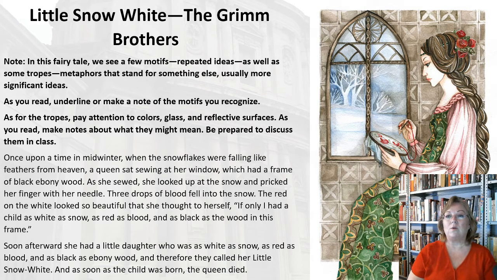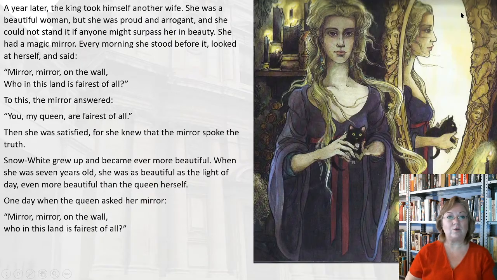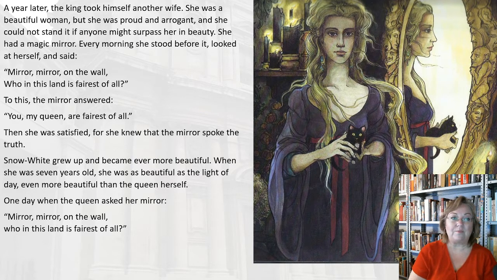Okay, so let's go on to the next page, which is a year later, the king took himself another wife. That was pretty normal. She was a beautiful woman, but she was proud and arrogant, and she could not stand it if anyone might surpass her in beauty. She had a magic mirror. Every morning she stood before it, looked at herself, and said, "Mirror, mirror on the wall, who in this land is fairest of all?" To this the mirror answered, "You, my queen, are fairest of all." Then she was satisfied, for she knew the mirror spoke the truth.